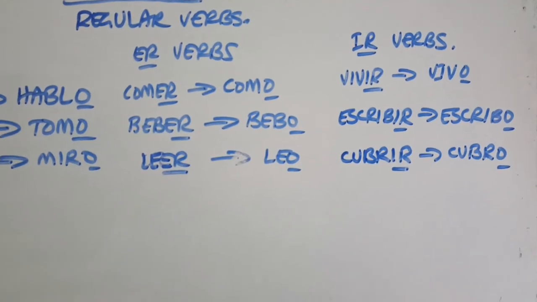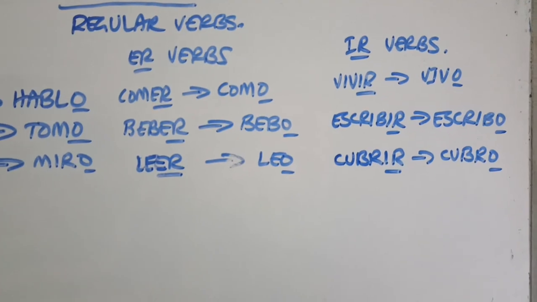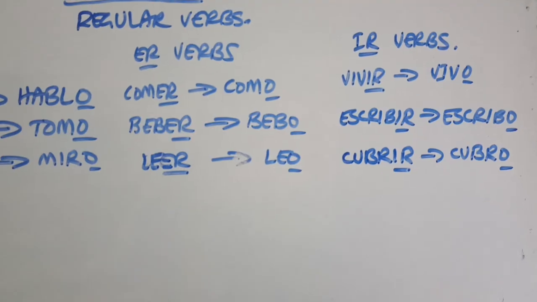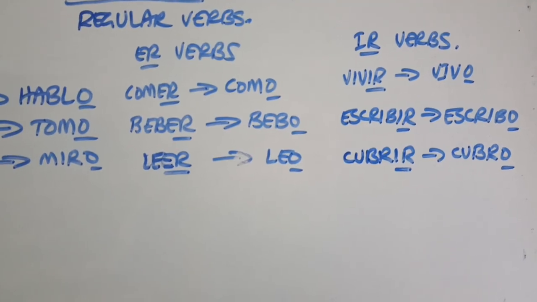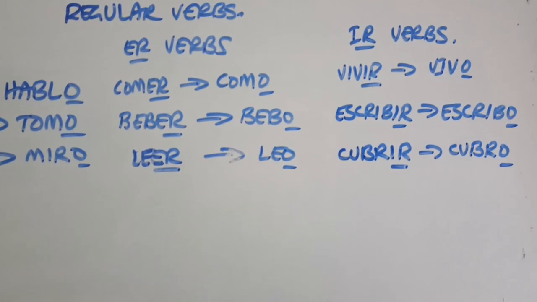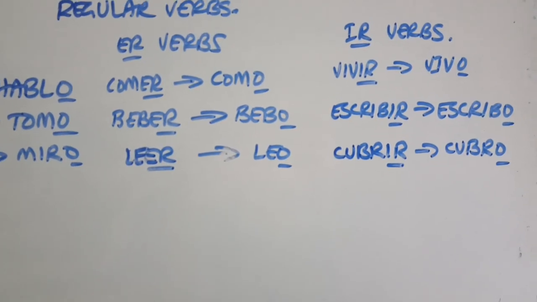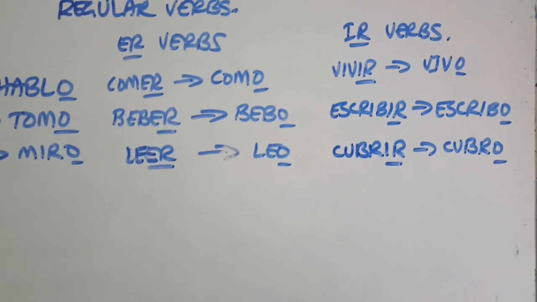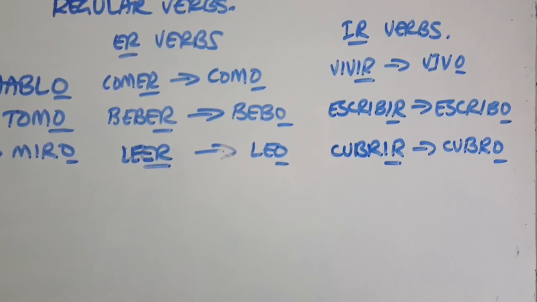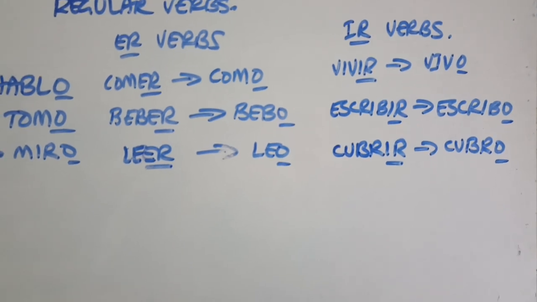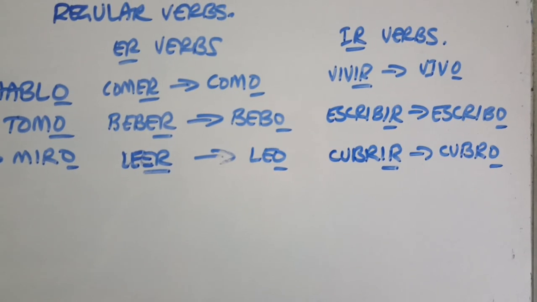Examples and sentences. Yo vivo en Paris, I live in Paris. Escribir, example in the yo formation. Yo escribo muchas cartas, I write many letters. And cubrir, to cover. Yo cubro la cama con una sábana. I cover the bed with a bedsheet.